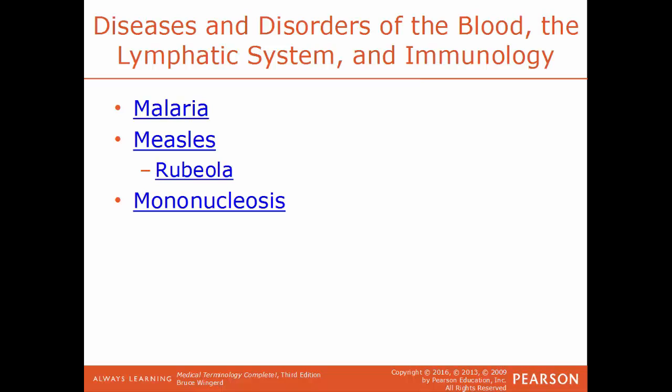And the last disease on here, mononucleosis. This is a viral disease that is most commonly known by the phrase the kissing disease. And it's called that because the virus that causes this can be passed from person to person through saliva. What's happening here is there's an abnormally high proportion of monocytes in the blood. And monocytes are a certain type of white blood cell.